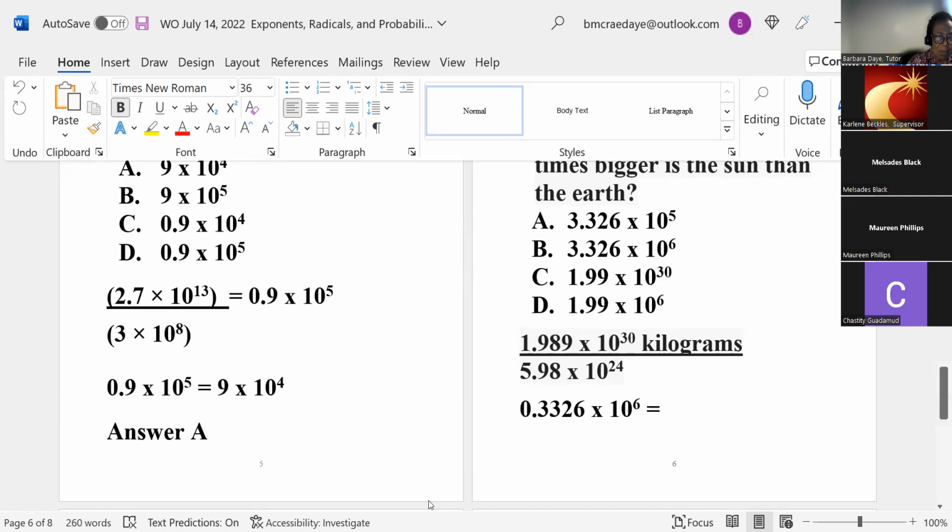0.3326 becomes 3.326. You increase, so you decrease the power. So this would be times 10 to the what, Maureen? The 5th power. That's right, just like the one we just did. I didn't get a part of it.